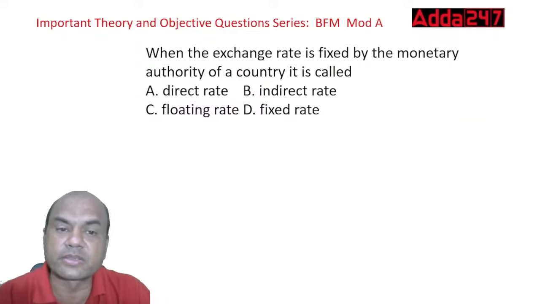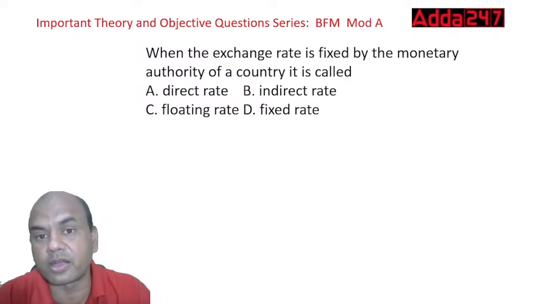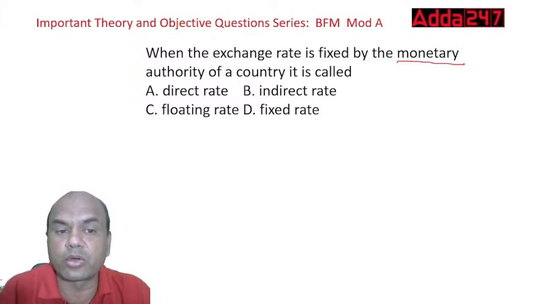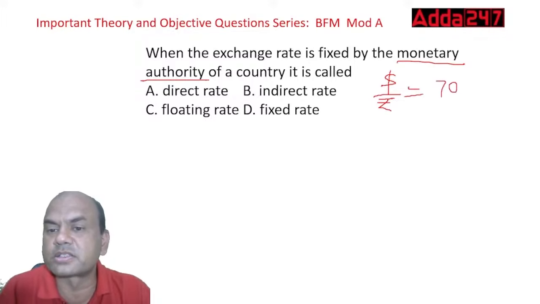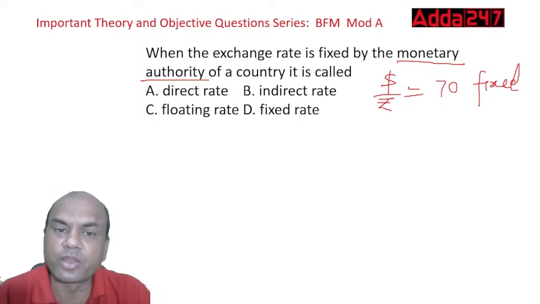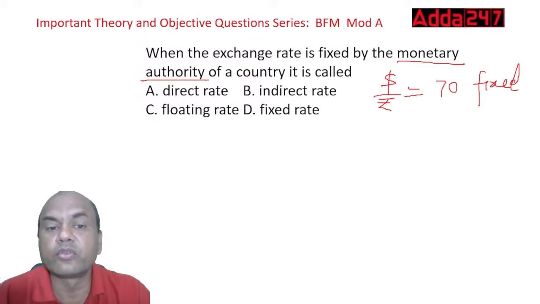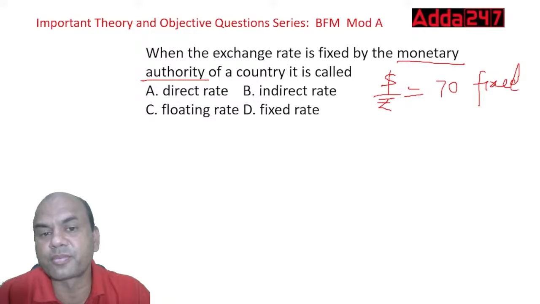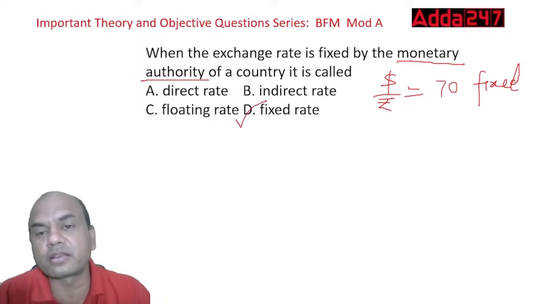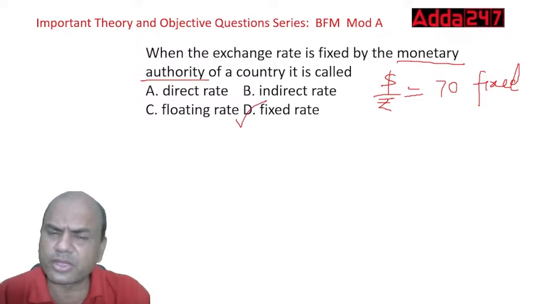When the exchange rate is fixed by the monetary authority of India, or of any country, what is it called? Suppose tomorrow the RBI says that the dollar to INR rate is fixed at, let's say, 70 rupees, with no changes. It will not fluctuate. So in this case, is it direct, indirect, floating or fixed? It is called fixed, because it is fixed by the monetary authority of that country.